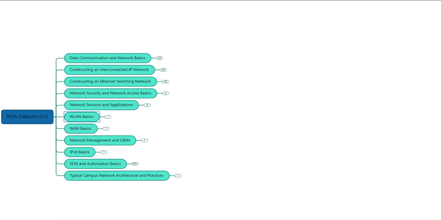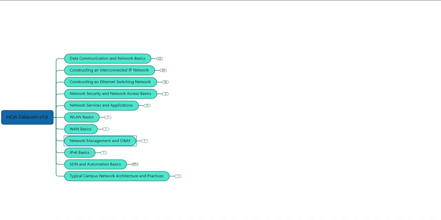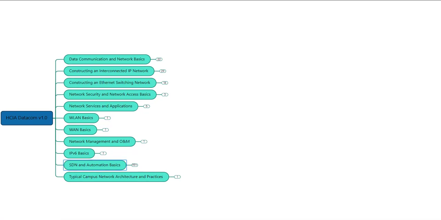The sixth is wireless local area network basics. Then the wide area network basics is the seventh one. Network management, operation and maintenance is the eighth one. IP version 6, Internet Protocol version 6 basics is the ninth one. And finally, software-defined networking and automation basics.